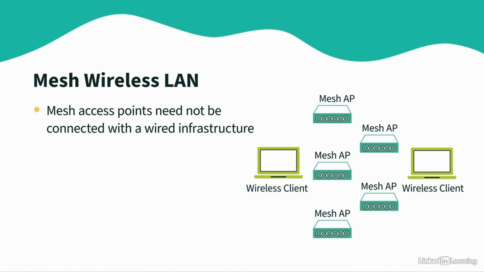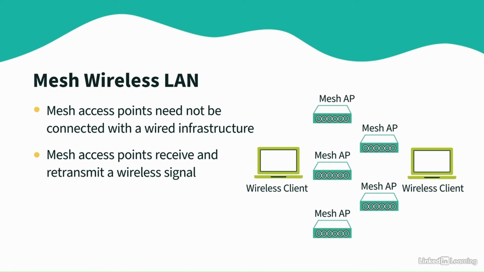Fortunately, we have the option of using mesh access points. These types of access points don't need to be connected to our wired infrastructure. In fact, as long as the mesh access point has power, it can receive a signal from one access point and then retransmit that wire.